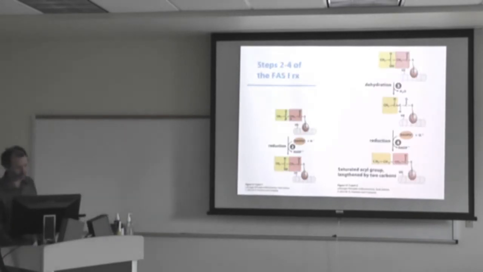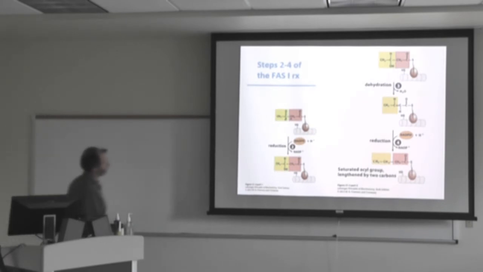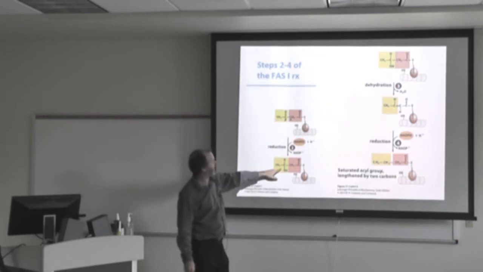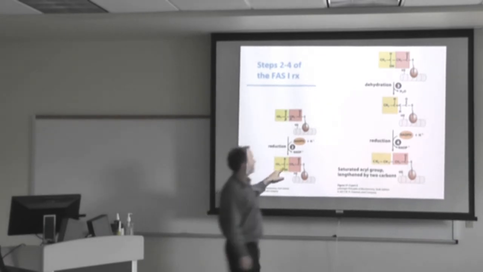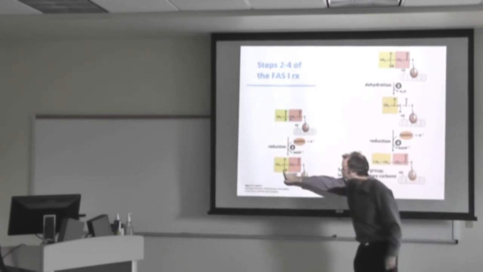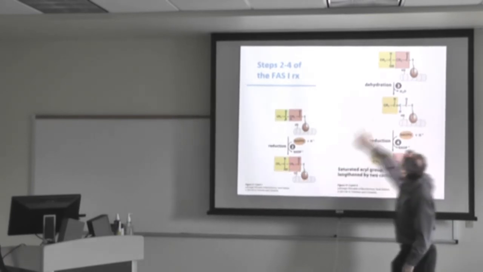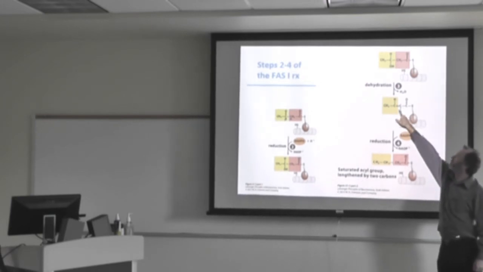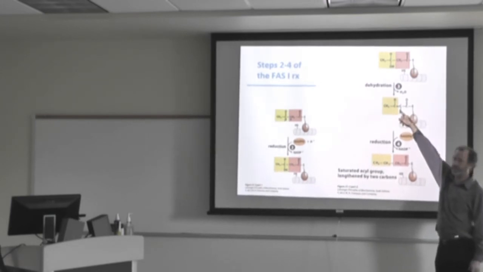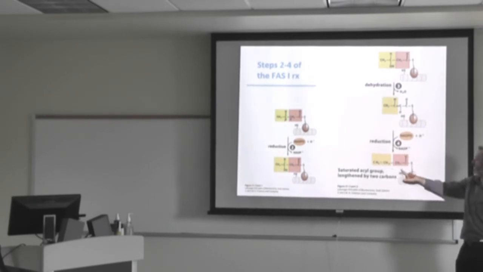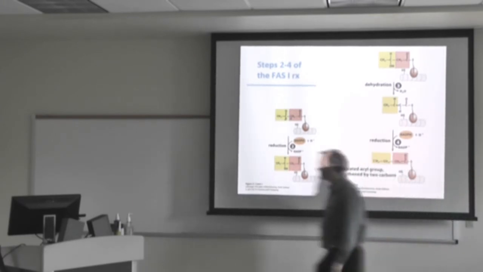And here they show you all those steps again. Reduction, go from the beta-keto to the beta-alcohol. Then step 3, we remove water. See this H2O, and that forms the alkene. Double bond there. That requires reduction. Reducing power again comes from NADPH, and we have the saturated acyl group that's lengthened by 2 carbons.